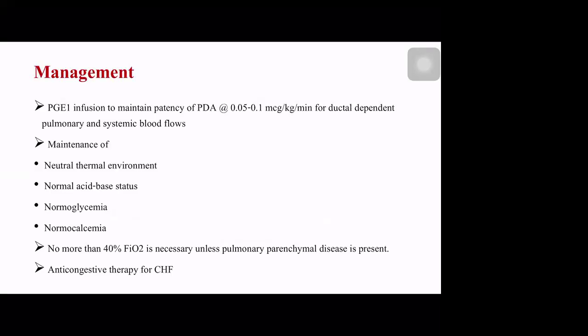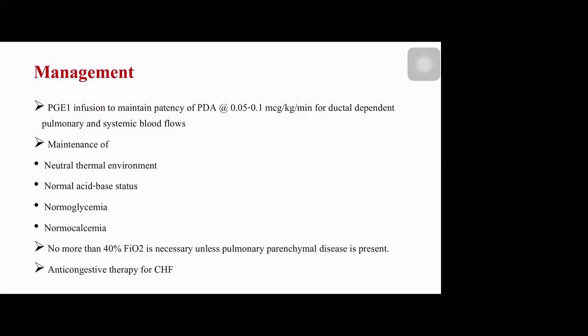Now coming to management. About the management part, I have restricted today's discussion to initial optimization followed by either PA banding or the modified BT shunt, depending upon the classification, the anatomic variety. The rest of the management, that is BD Glenn and the Fontan procedure, I will discuss in another class when I discuss the single ventricle lesion. So what about the management part or the preoperative optimization?